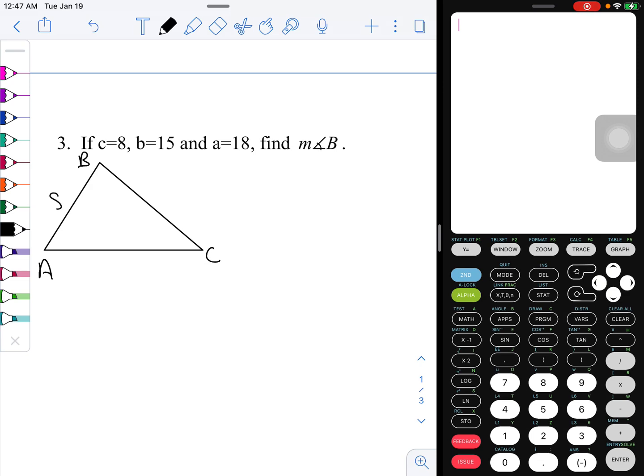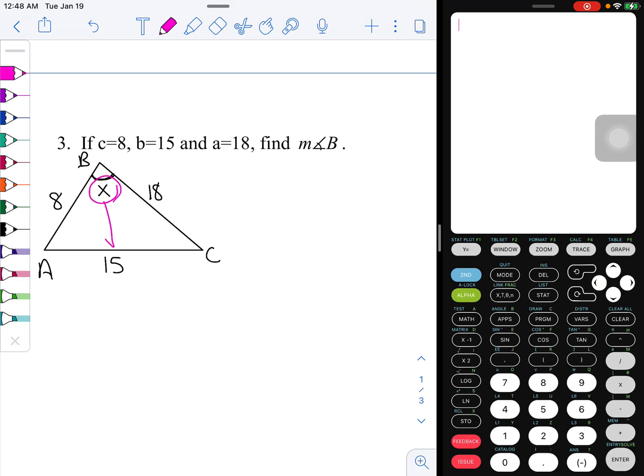All right, so little c is 8, so that's going to be opposite angle C. Little b is 15, opposite angle B. Little a is 18, so opposite angle A, and I'm asking you to find the measure of angle B. So this is my x value. All right, so things I know.